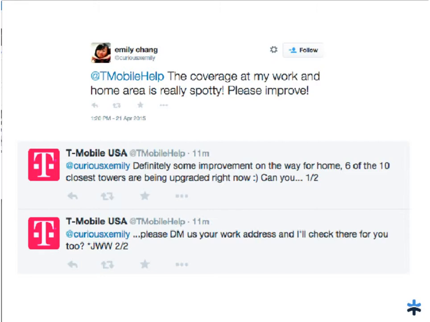I love this example where Emily said coverage in my network is spotty, please improve, which is a pretty broad request. And T-Mobile responded with a very, very personal and contextual response within 11 minutes. They asked her to direct message her work and home address so that they could find out if any of the towers in the nearby areas were being upgraded. When they authenticated her securely using ParkCentral, they were able to see exactly where she lives, find that information out, and get back to her.